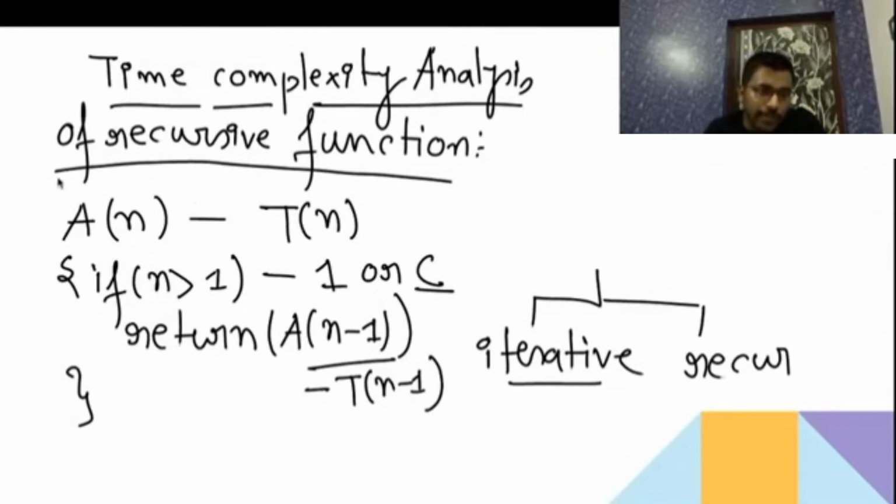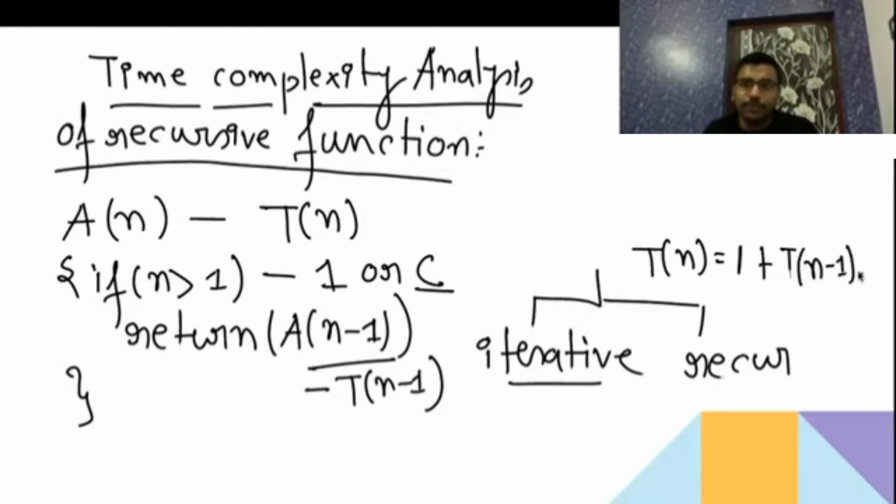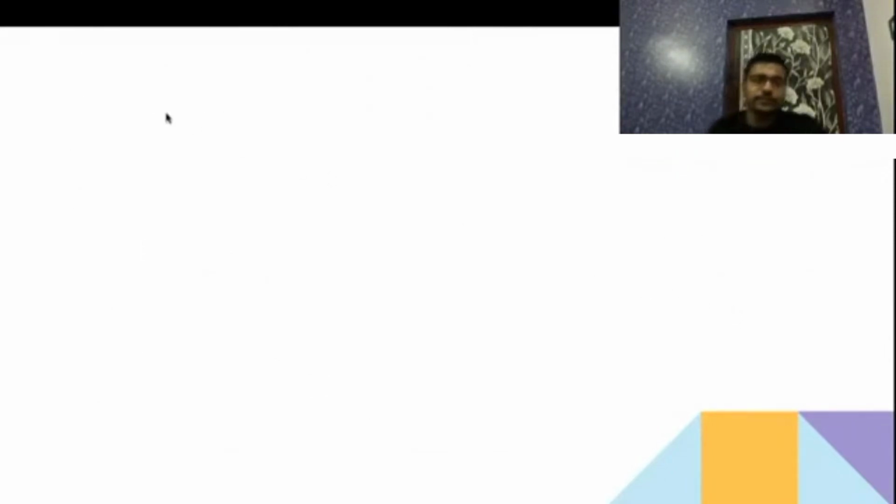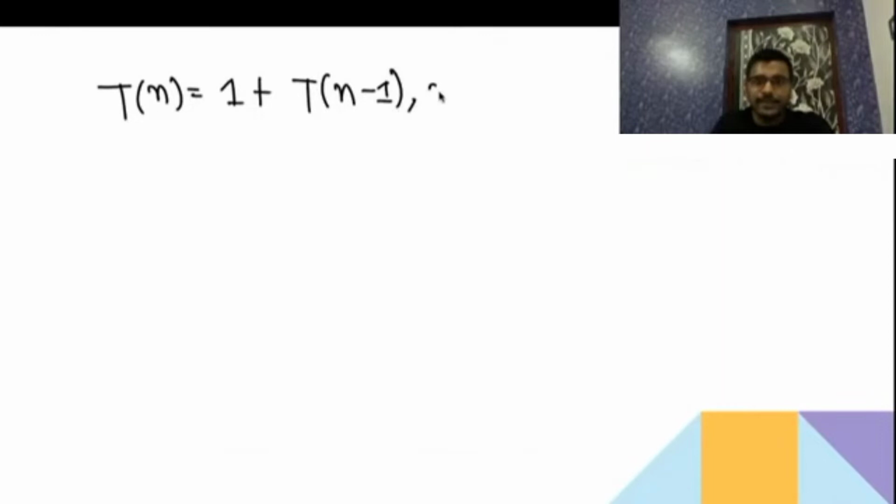Whenever we have a recursive function, we assume the time complexity of this function is T(n) when the input is n, and T(n minus 1) when the input is n minus 1. So the total time required is T(n) equals 1 for this comparison plus T(n minus 1), when n is greater than 1. And when n is equal to 1, now tell me, how much time will it take?